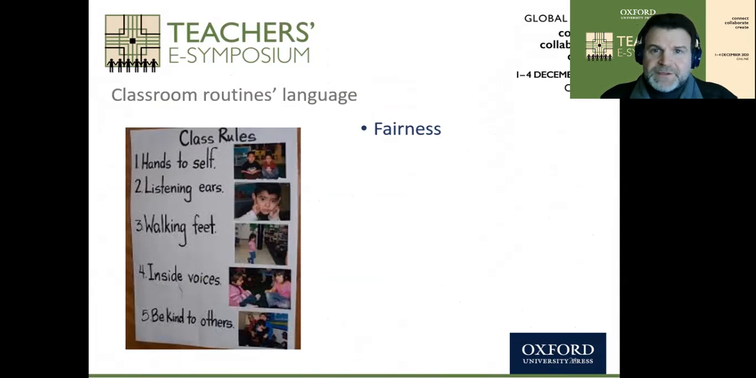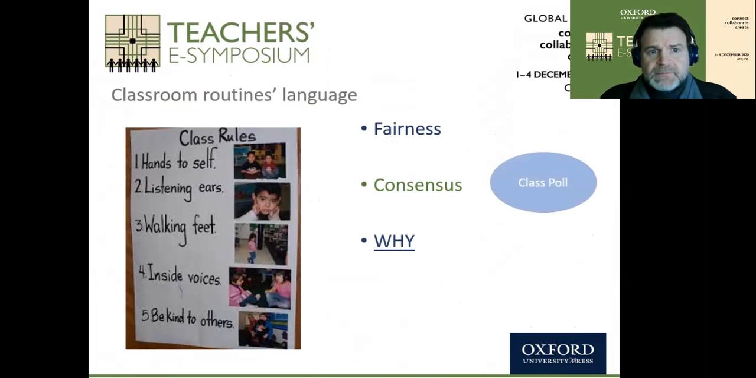So we're looking at fairness. And we can do classroom rules, the language for it, by consensus. Right? We can do class polls on Zoom. You can set something up where the question is asked and they can put in Y for yes or N for no, or 1 for yes and 2 for no. They can interact this way too.